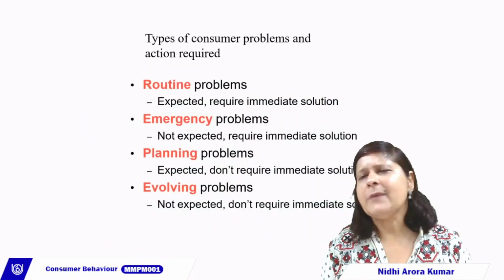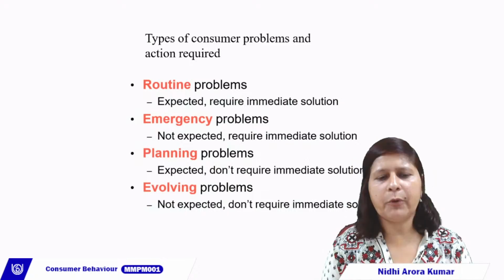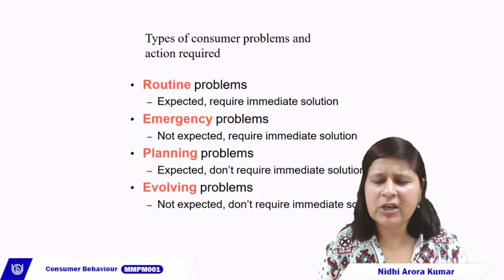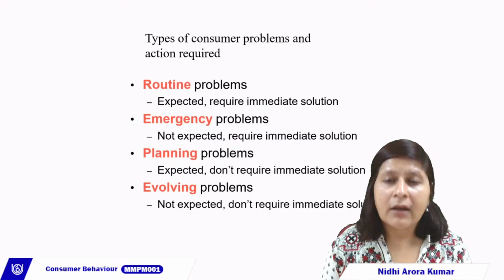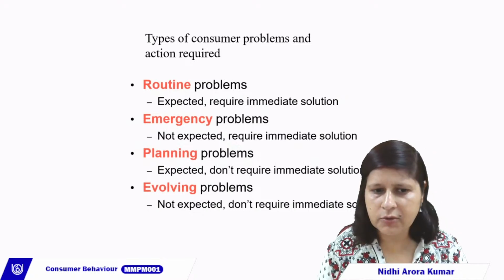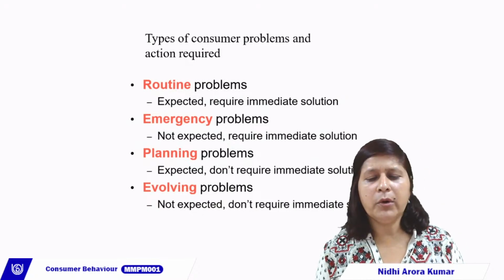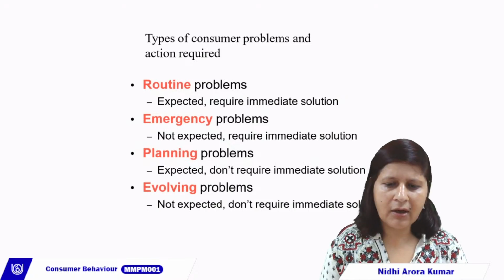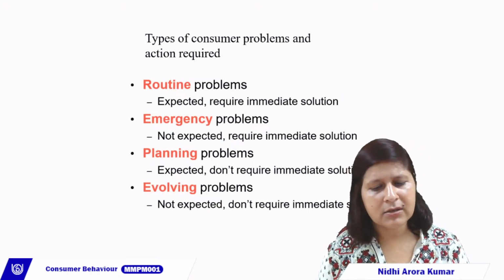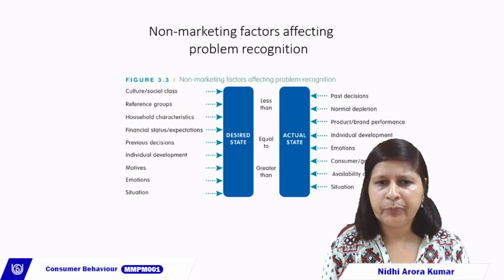Types of consumer problems and action required. Some types of problems are routine problems, which are expected and require immediate solutions. A few are emergency problems, which are not expected and require immediate solutions. Planning problems are expected and don't require an immediate solution. An evolving problem is not expected and doesn't require an immediate solution. So there are various types of problems.